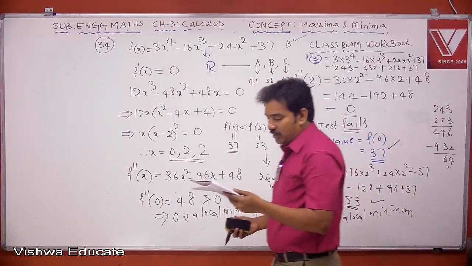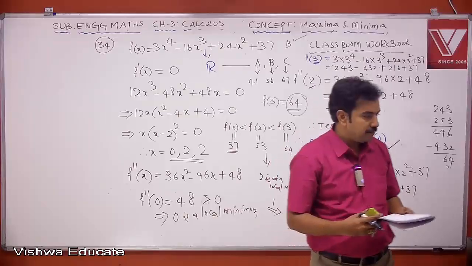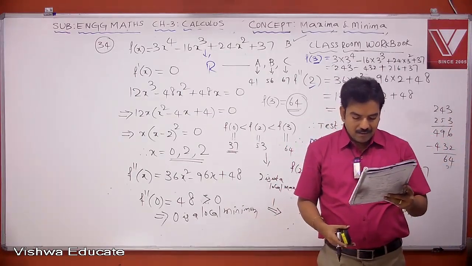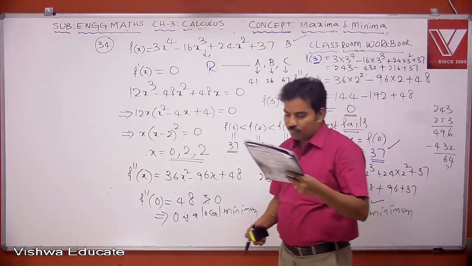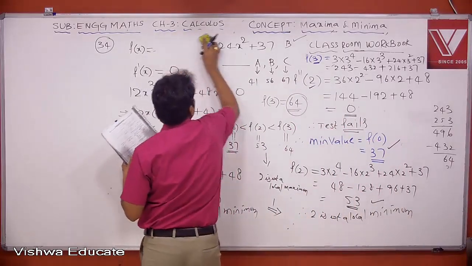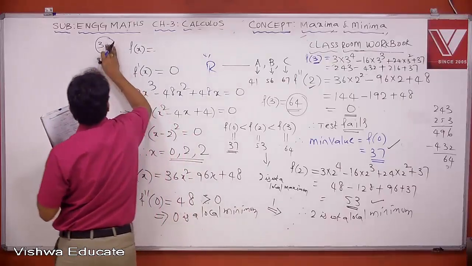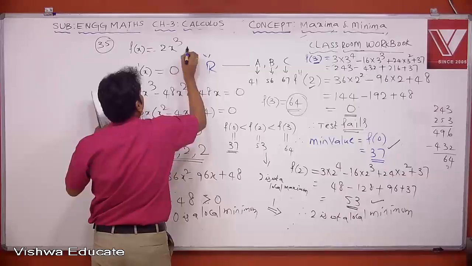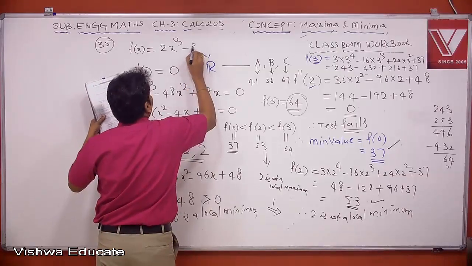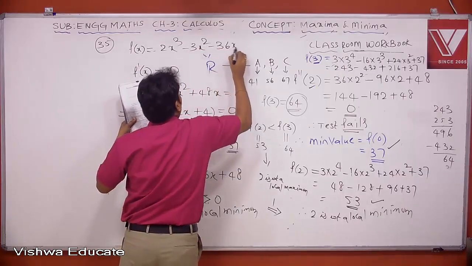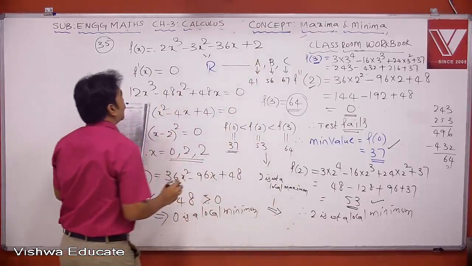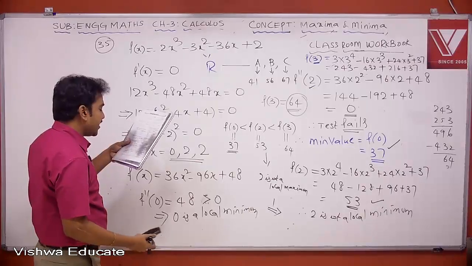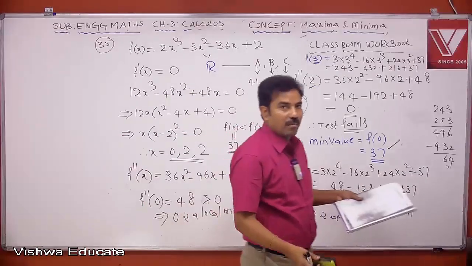Now let us move to question number 35. We were discussing question number 35. The function f of x equal to 2x cube minus 3x square minus 36x plus 2 has its maxima at, so they were asking local maximums.